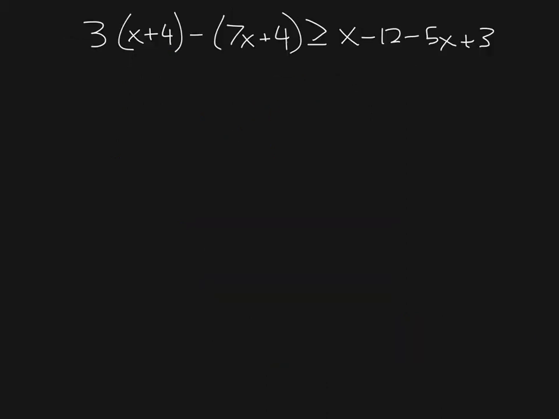Alright, here we have a really friendly looking inequality. Lots of steps to do in this one. Let's try to make it as simple as possible by splitting the two sides. Now on my left side, I have 2 things I'm going to have to distribute here. I'm going to distribute this 3 times x and 3 times 4, 3x plus 12.